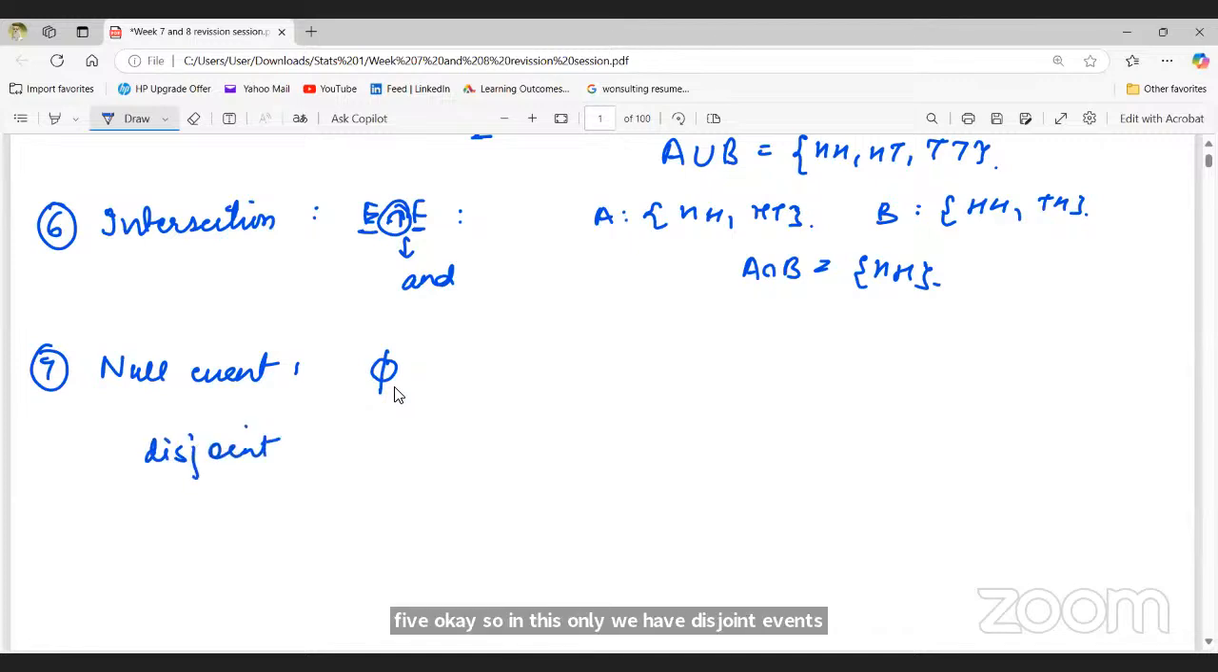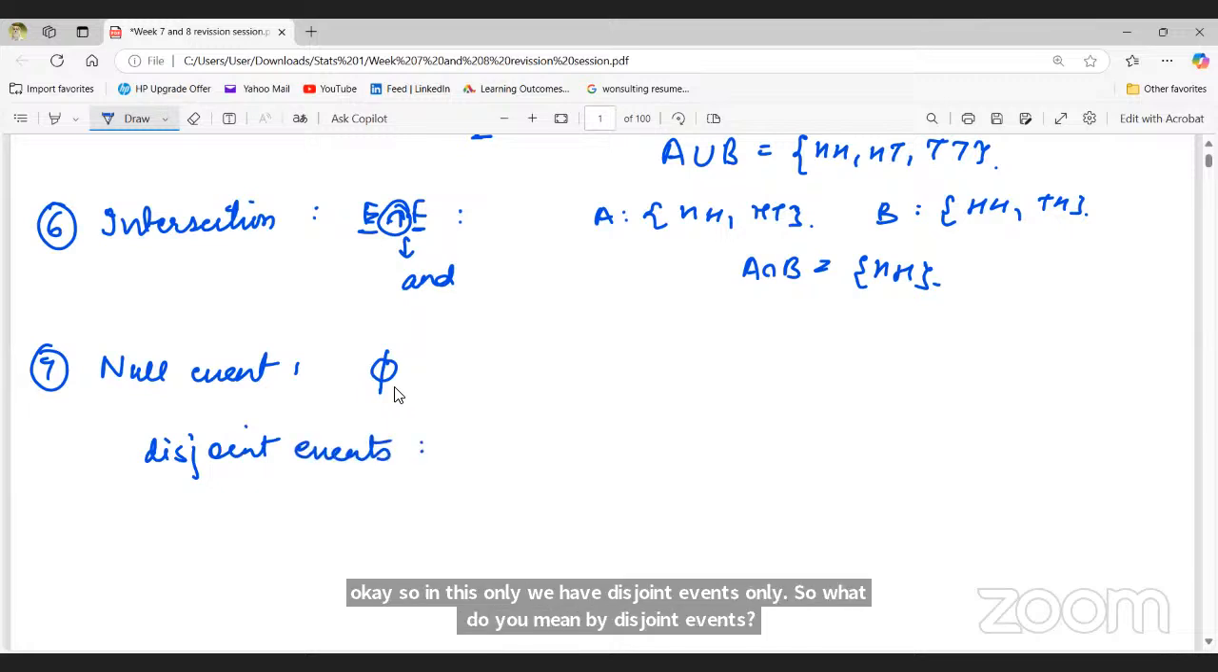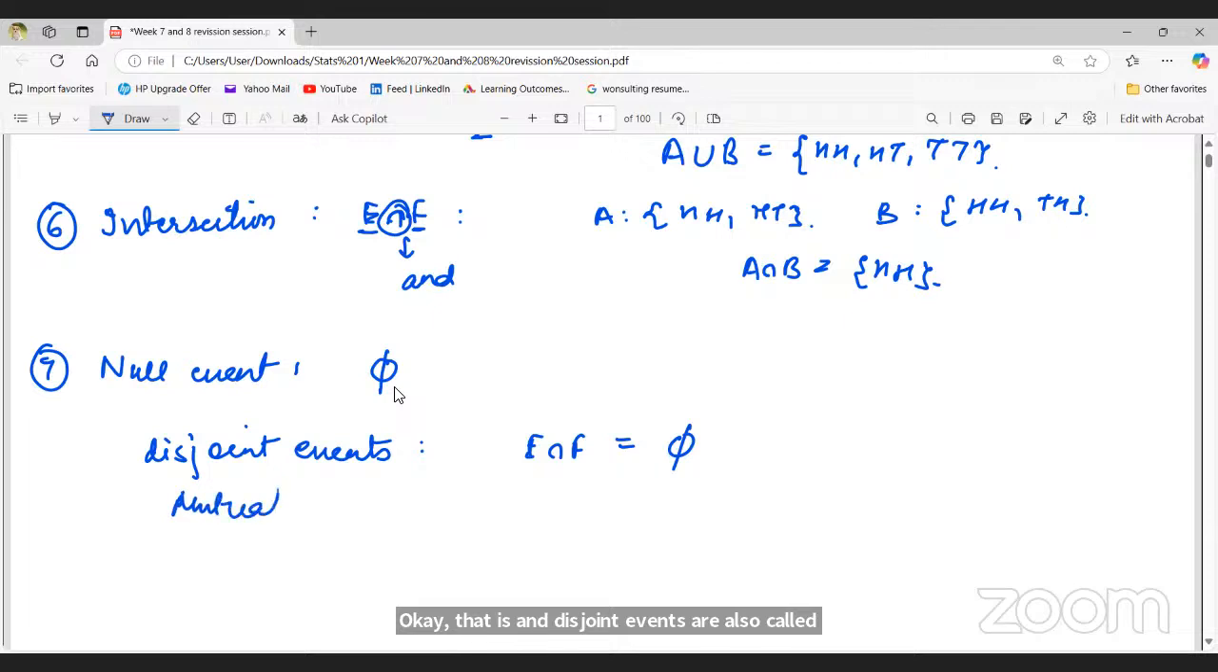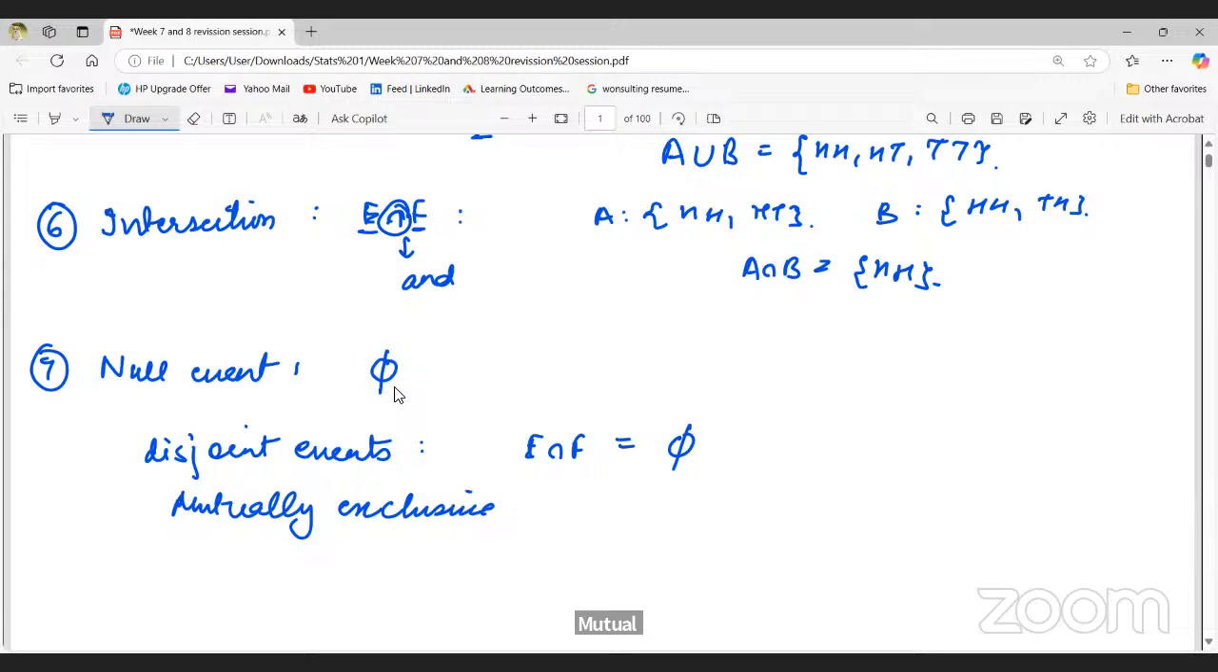What do you mean by disjoint events? They have no common elements. That means the intersection of E and F is a null set. Disjoint events are also called mutually exclusive events. Correct.